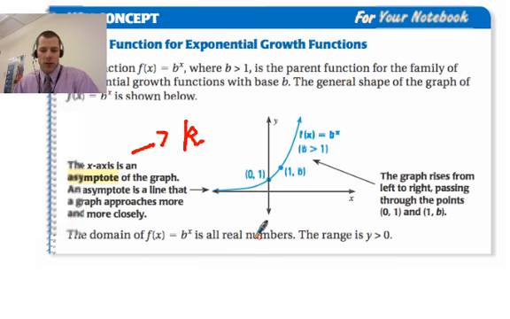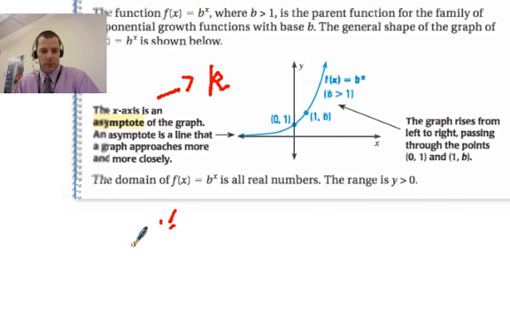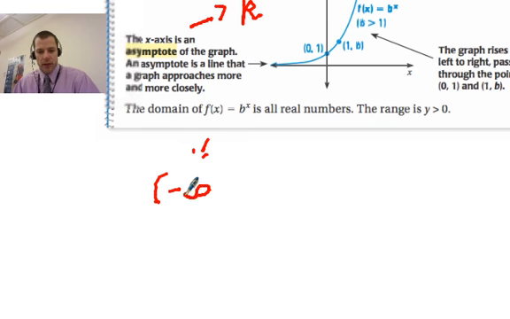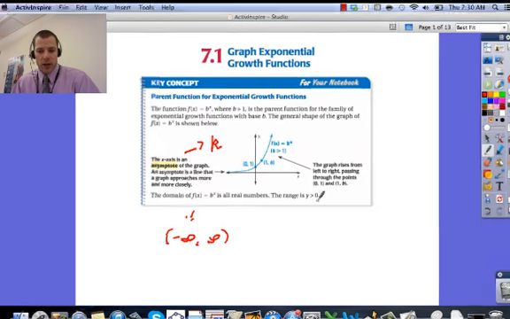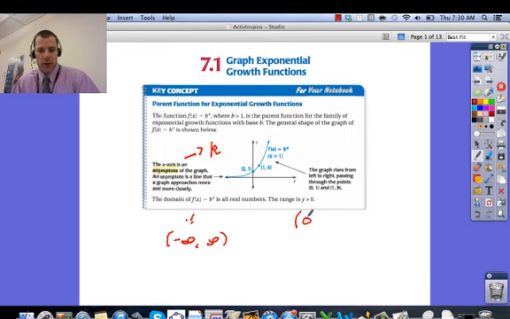Domain of this function is all real numbers, and the range is y is greater than 0. Think about it. This blue graph is nowhere in the negative y range, so it's just greater than 0, and it's not including 0 because we don't touch the axes. To write these in interval notation, the domain would be negative infinity to infinity with parentheses because we can't include that, and when you write the range y is greater than 0, we would say 0 to infinity, and those are interval notations for this range.